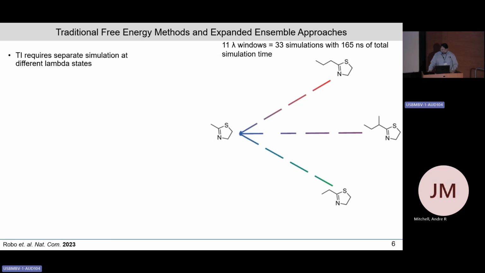If we just want to add 2 more perturbations, now we're looking at 33 separate simulations and 165 nanoseconds of total simulation time. And just adding 2 more, it gets even worse, and you're getting 55 separate simulations with 275 nanoseconds of total simulation time.